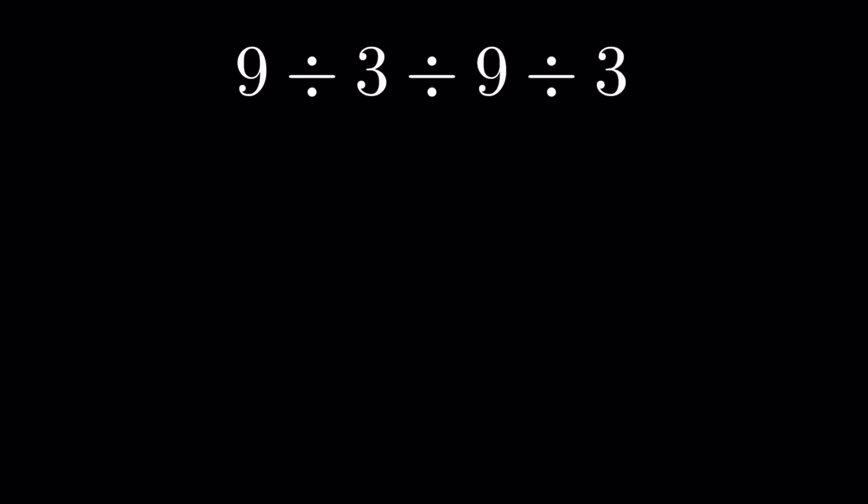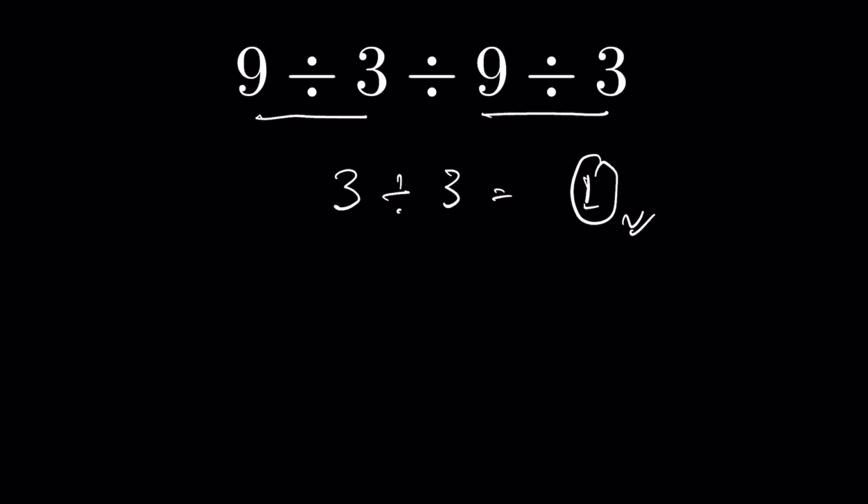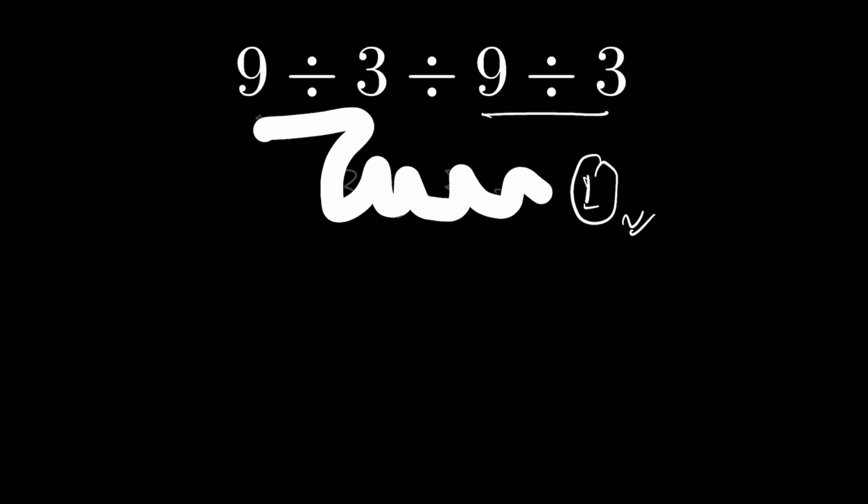9 divided by 3 divided by 9 divided by 3. How do you solve this? Do you solve it like this? 9 divided by 3 is 3, then 9 divided by 3 is 3, then 3 divided by 3 is 1. Is 1 your answer? Solve it and let me know your answer in the comment section.